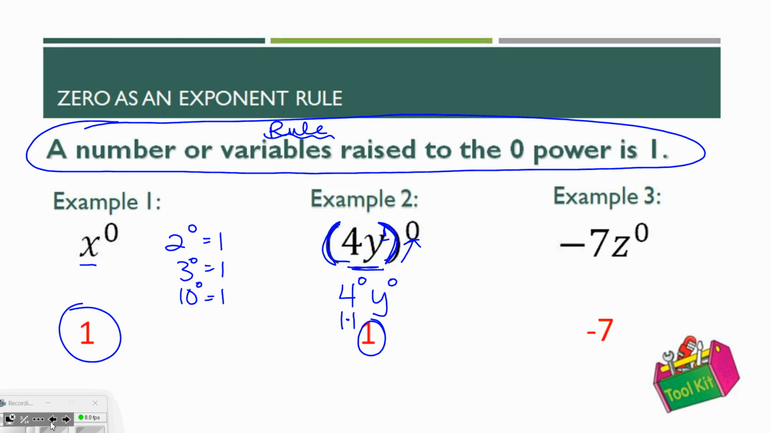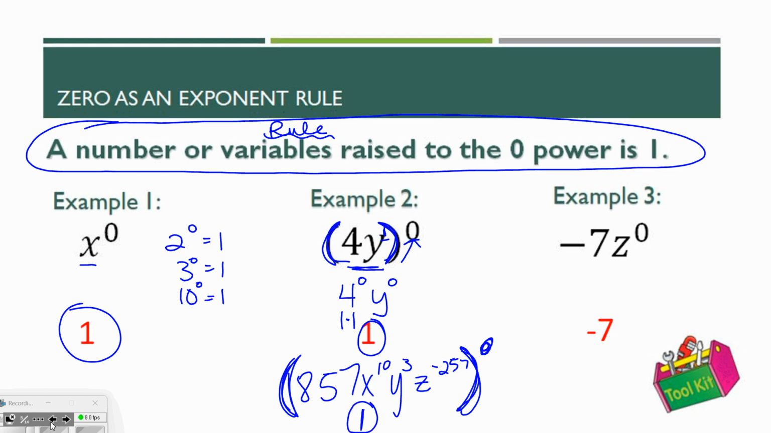So a rule of thumb for you: if I have parentheses and I have something like 857 x to the 10th, y to the 3rd, z to the negative 257, if that's all raised to the 0 power, if the whole thing is in a big parentheses and it's all raised to the 0 power, that whole thing is going to turn into a 1.